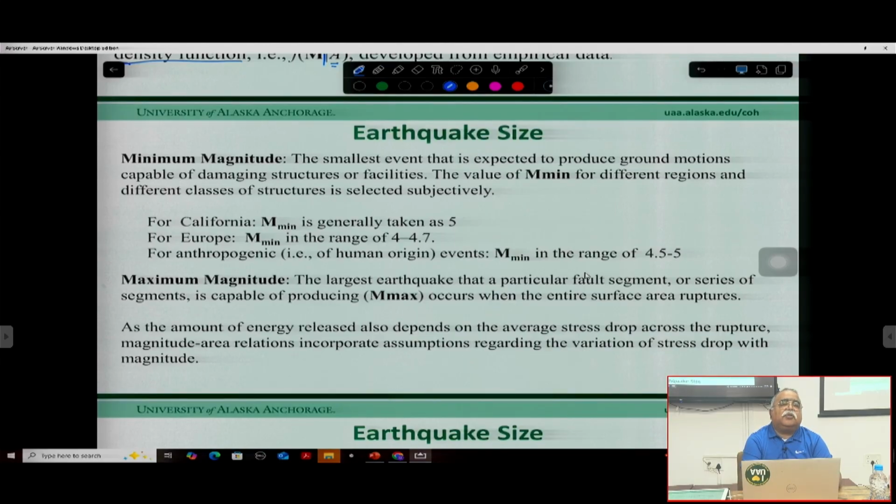So a magnitude 5 earthquake they take as a minimum, and then in a particular area, whatever the maximum that took place, that is fine. They can use that as the maximum magnitude, or we call it M max. So M min and M max, these are the things. But in Europe, where the buildings are old and mostly brick structures, they use a minimum magnitude of around 4 to 4.7 depending upon the places, right?